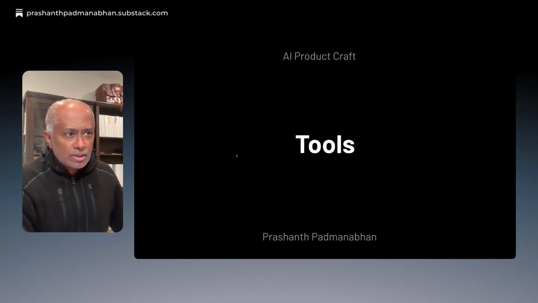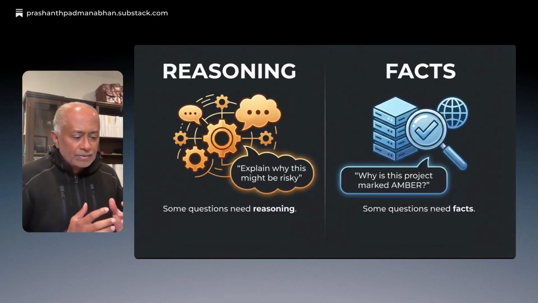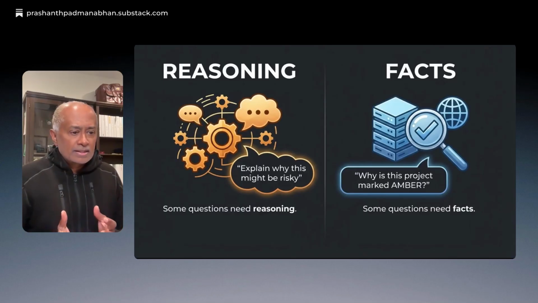Hey everyone, today I want to talk about tools in the context of AI product craft. When we work with AI applications, there is reasoning and then there are facts. For example, questions like explain why this might be risky will require reasoning. And questions like why is this project red or green or amber will require facts.